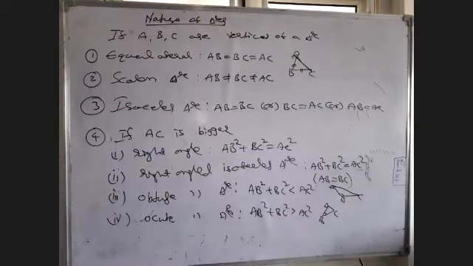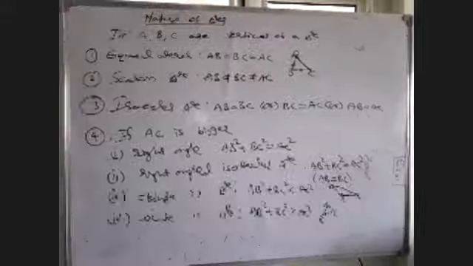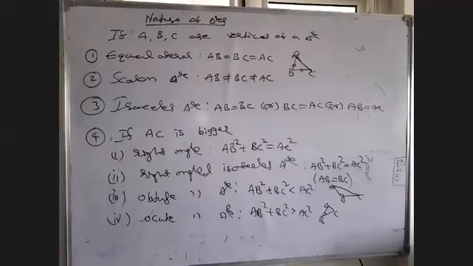So you have to know which are related to angle and which are related to sides. Let's see from the first onwards. Related to sides first. First one, equilateral triangle means all sides are equal, so AB equal to BC equal to AC. Second one, scalene triangle, that is no two sides are equal, so AB not equal to BC not equal to AC.